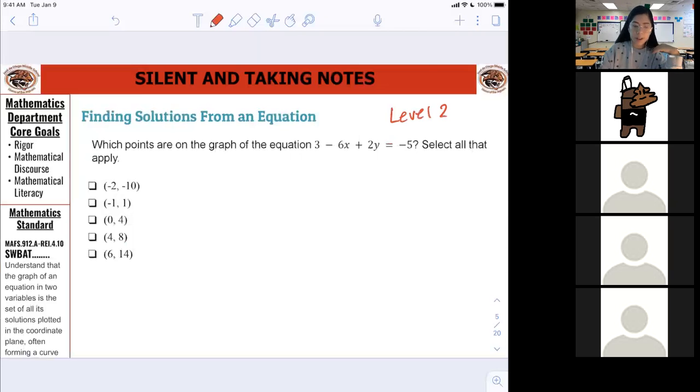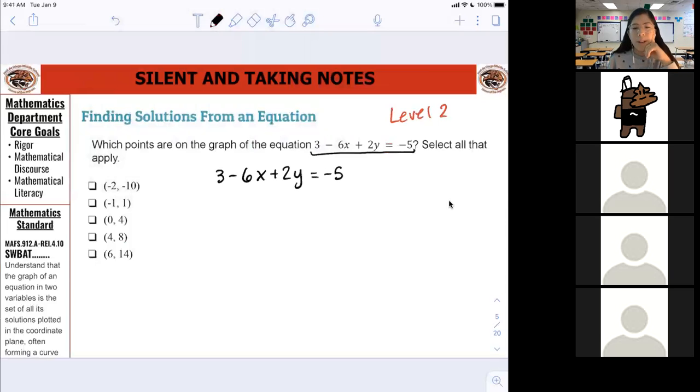When it's given to you as an equation, you have to do a little bit of math. So I'm going to show you what I'm going to do. I'm going to go all the way down through all the answer choices, and I'm going to test each point to see if it works. So let me write down my equation down here: 3 minus 6x plus 2y equals -5.